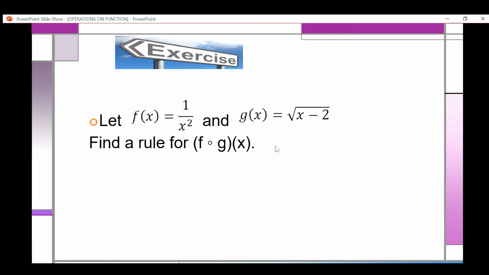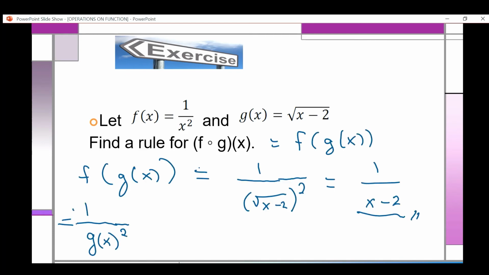Ayan. So, what is the answer? Okay, so the answer is 1 over x minus 2. So, explain lang natin. So, una, f of g of x. So, yung f of x natin is 1 over x squared. So, yung x natin, pwede na natin siyang gawing g of x. So, ito yon. And then, yung g of x natin is square root of x minus 2. So, substitute lang natin.